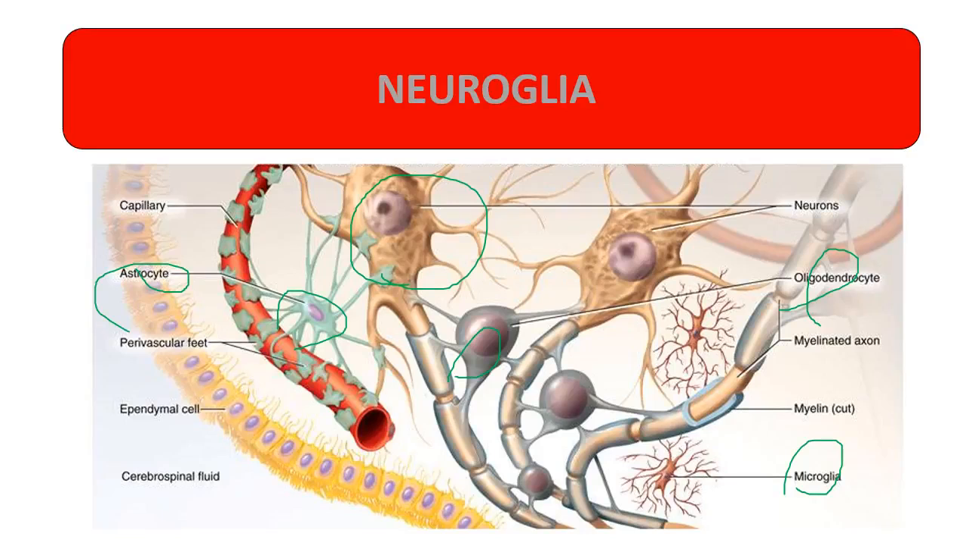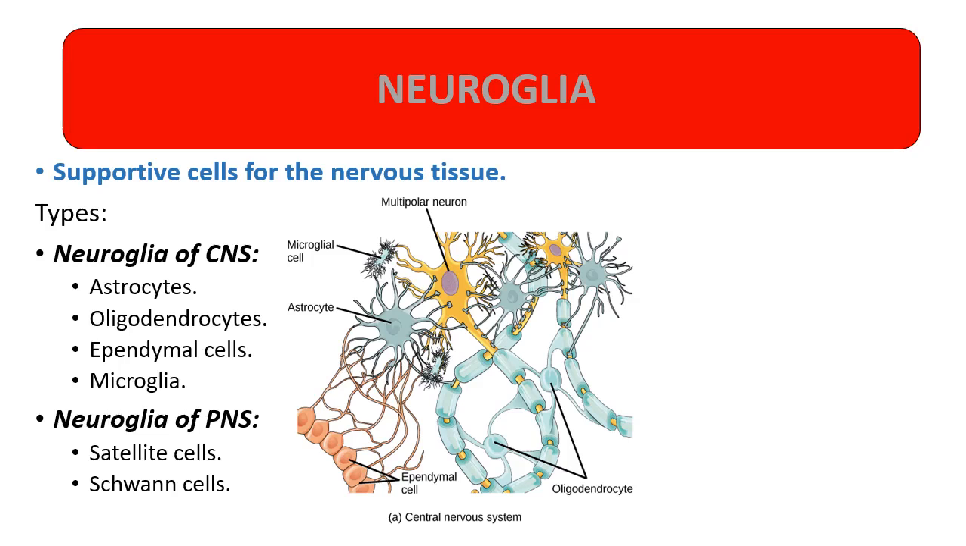All are supportive and nutritive for the nerve cell. The types of the neuroglia of the central nervous system are four: astrocyte, oligodendrocyte, ependymal cell, microglia. And what is the neuroglia of the peripheral nervous system? Satellite cell and Schwann cell. Again, notice with me the presence of the nerve cell, and those are the neuroglial cells which support the nerve cell.